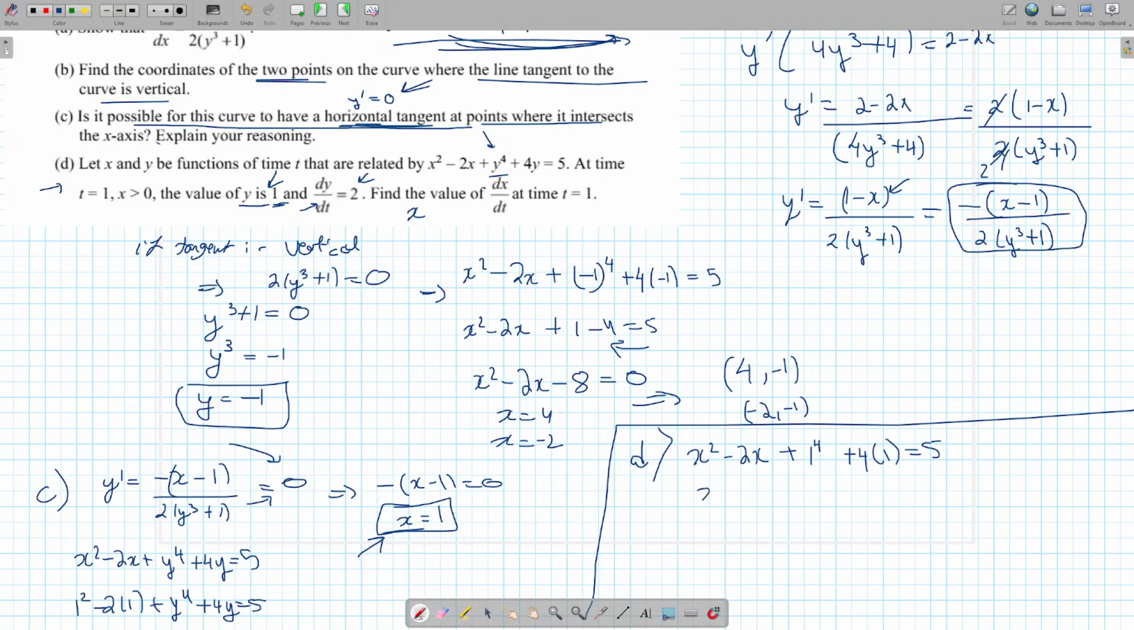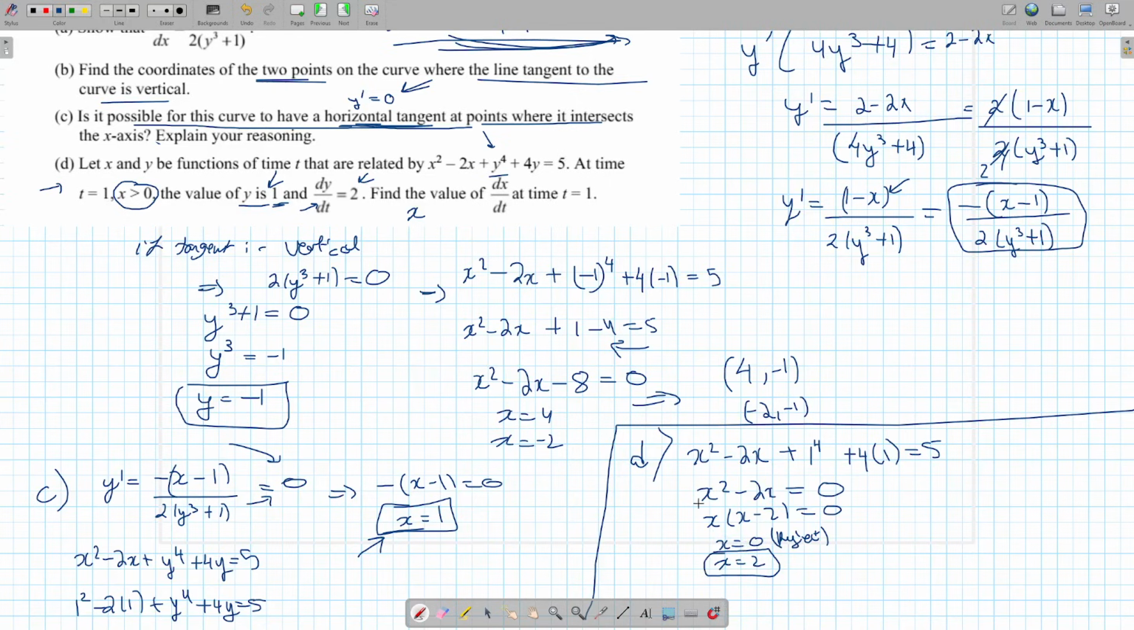Can we find x? Easily we can. x squared minus 2x plus 1 to the power of 4 plus 4 times 1 equals 5. Take it to the other side: 5 minus 4 is 1, 1 minus 1 equals 0. So you factor out x: x times (x minus 2) equals 0. You get two solutions, x equals 0 and x equals 2. Which one do we take? They said over here x is greater than 0, so we reject x equals 0. So x equals 2 is your value.